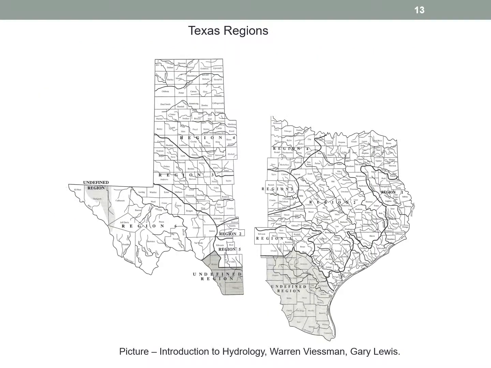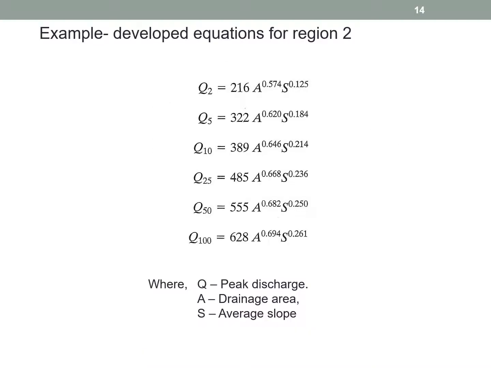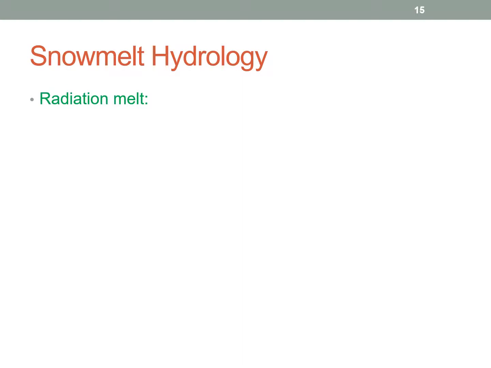Here, as you see, this is for Texas regions. Introduction to hydrology is the reference, but as you see, the numbers are for Texas. So, example: develop equations for region 2. You can use Q2, Q5, Q10, Q25, Q50, and Q100, where Q is peak discharge, A is drainage area, and S is average slope. Based on this, you can find these Qs for Texas.